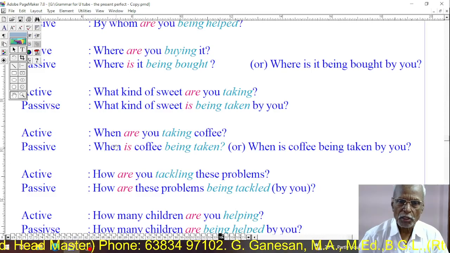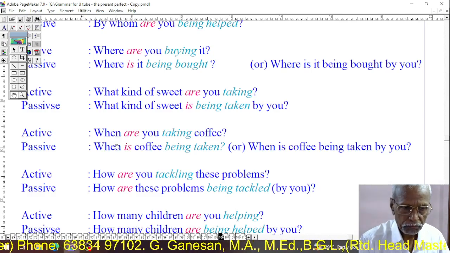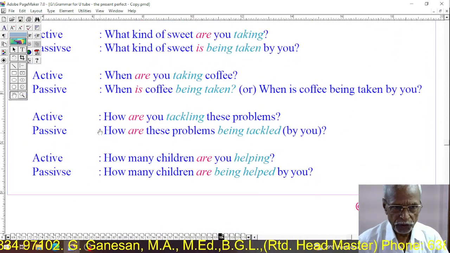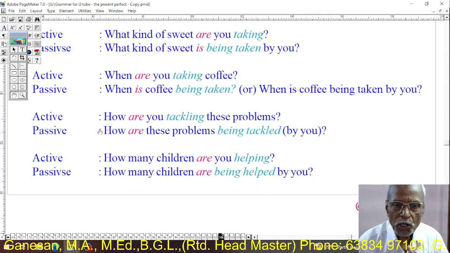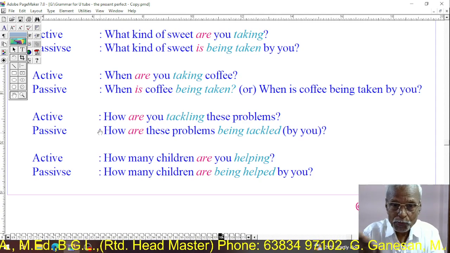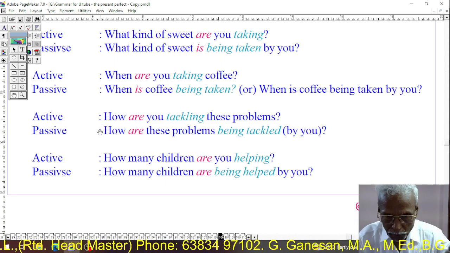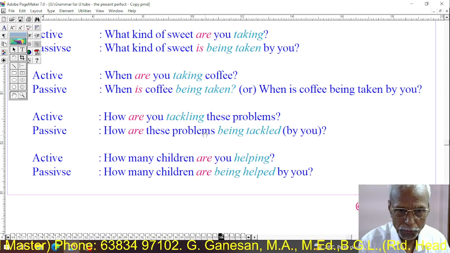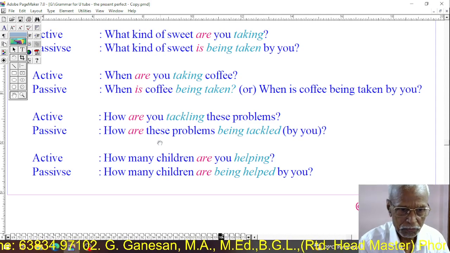What kind of sweet are you taking? What kind of sweet is being taken by you? When are you taking coffee? When is coffee being taken by you? How are you tackling these problems? How are these problems being tackled? Tackling, tackled, being tackled.